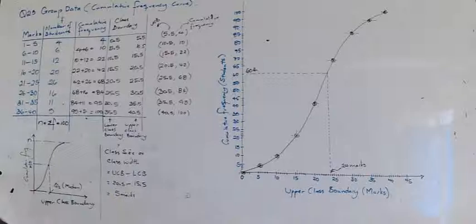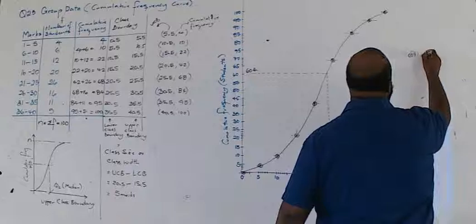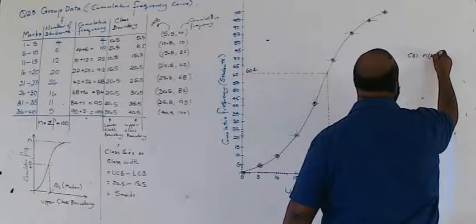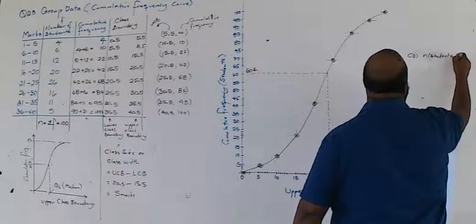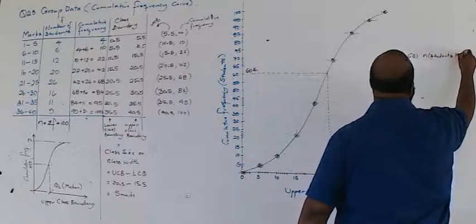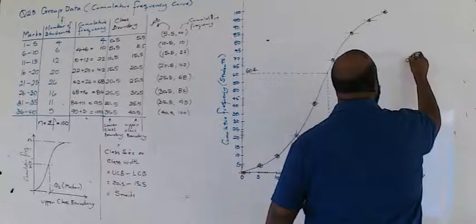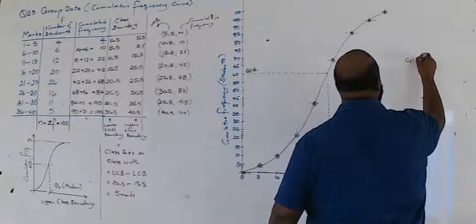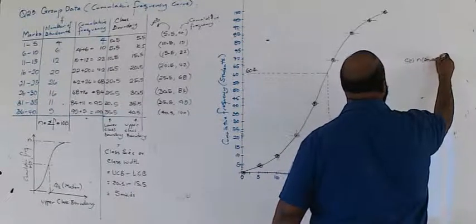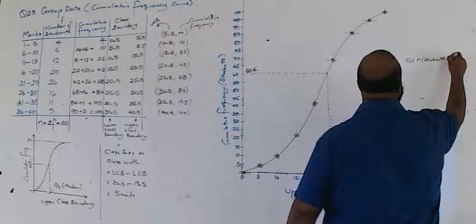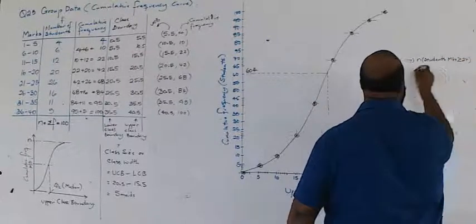So, C, part 1: the number of students with marks greater than or equal to 24. Well, let's find that out.